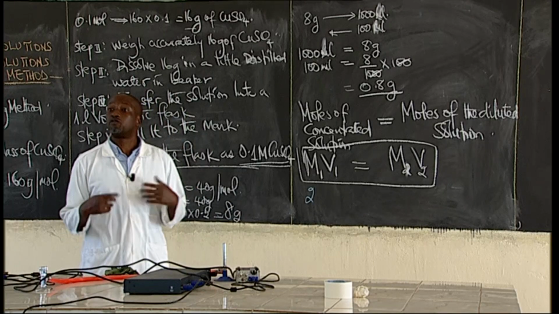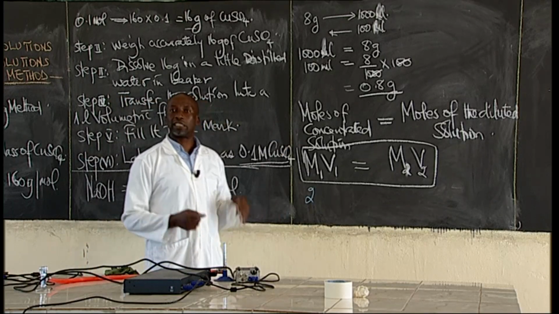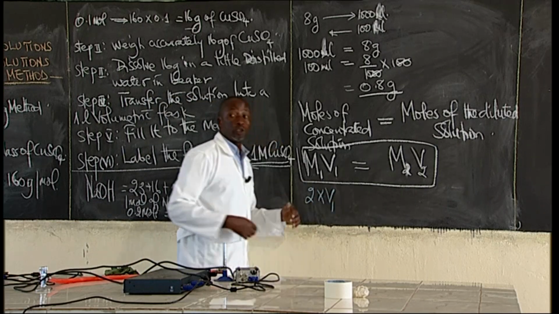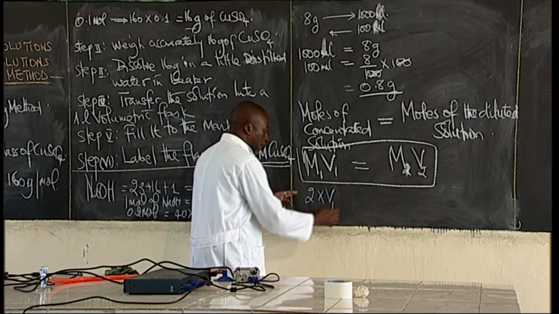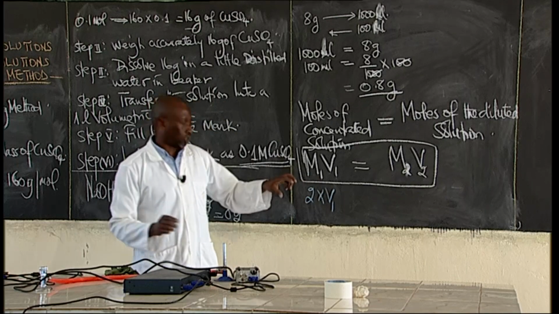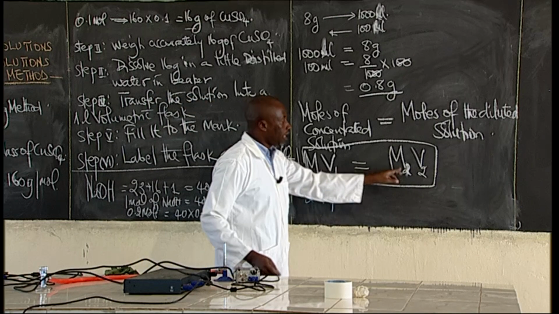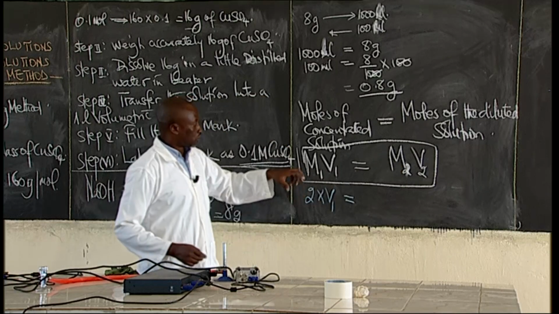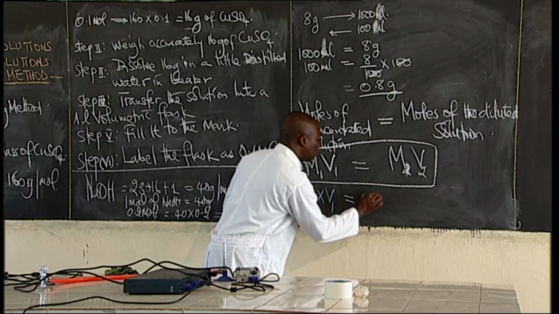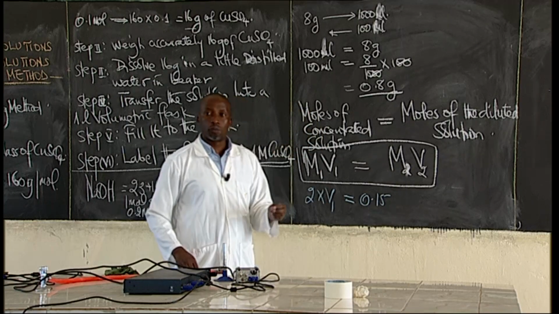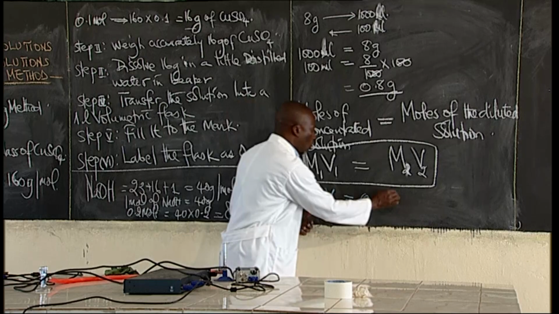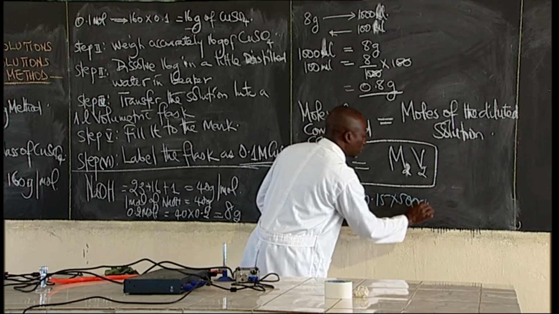What is the volume? The volume of this one we don't know, because that is the volume that we are supposed to measure. So we multiply by the volume, which is not known. This is the number of moles. This corresponds to the number of moles of the concentrated solution. And then this one will be equal to the moles of the diluted solution. The molarity of the diluted solution is known because they have given us 0.15. The volume of the diluted solution that we are preparing is also known. That is 500 cubic centimeters.